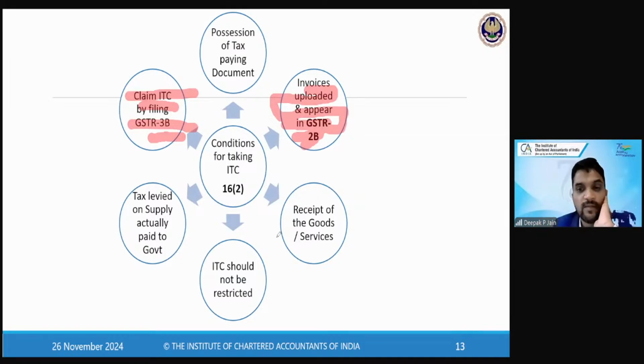Now, let us go one by one to understand this. Tax document is the invoice, then GSTR 2B, then goods and services, then there should be no restriction, then tax received by the government. Okay. Tax, no restriction, plus tax received by the government. So if these conditions are satisfied, only then you can claim the credit. Anirudh is saying tax document, then GSTR 3B, then goods or service, no restriction, tax received by the government, then you file GSTR 3B. So these are the 6 conditions which you have to fulfill. Correct.